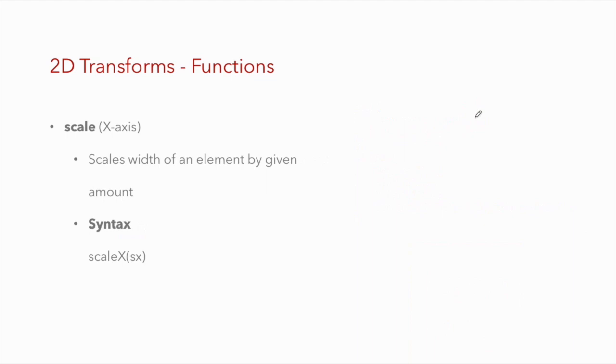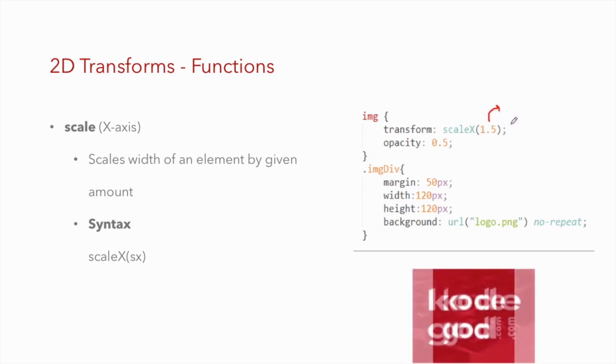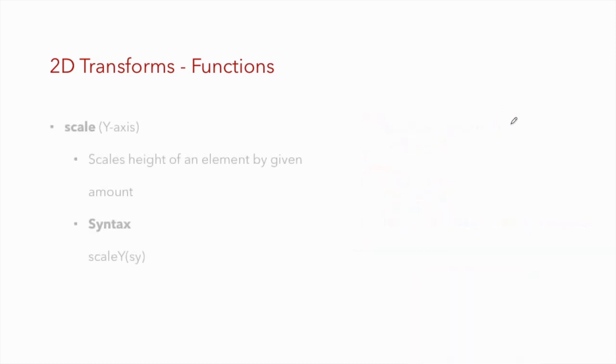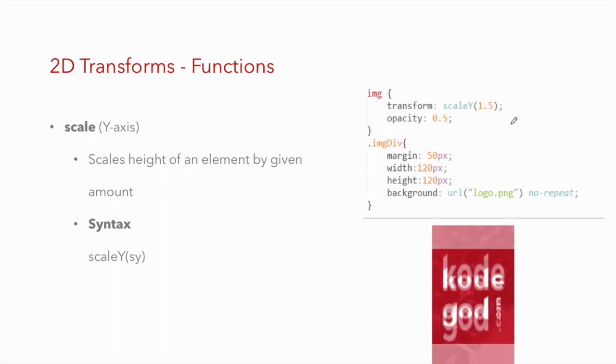So next we have scaleX, and it will help you scale your image on the x-axis. You can just specify this single value and the scaling will be done along the x-axis. I have specified the size as 1.5, and this is how the scaling will be done. Similar to scaleX, we have scaleY, and it will help you scale the image along the y-axis. So something like this.